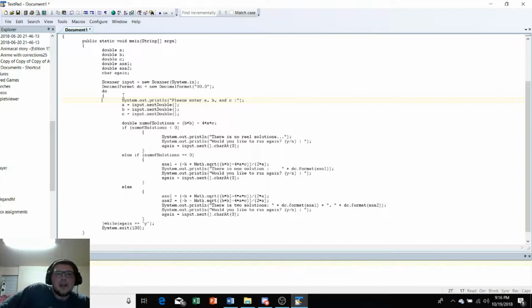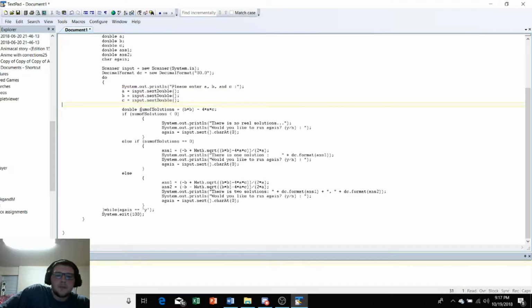Anyway, because we're doing this at least once, please enter A, B, and C. And we enter A, B, and C as follows. Double number of solutions. We're using our equation here. This is computer algebra. B times B, which is essentially just B to the power of 2, minus 4 times A times C.